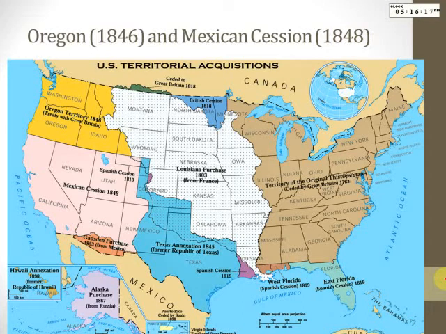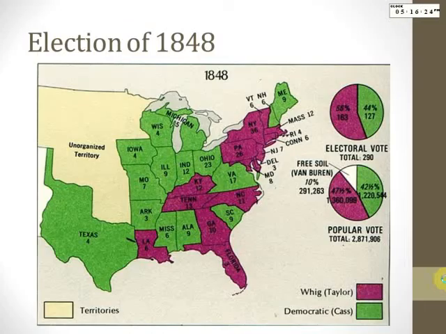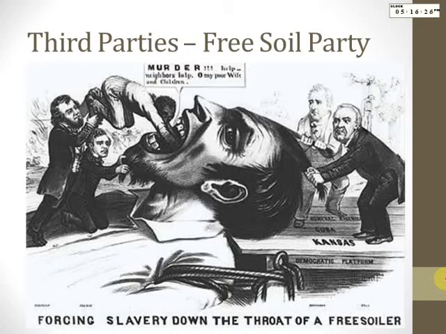1848 is really where this begins. You should be familiar with the Free Soil Party and the Liberty Party. Remember, they're two different groups. The Free Soil Party believes in what?